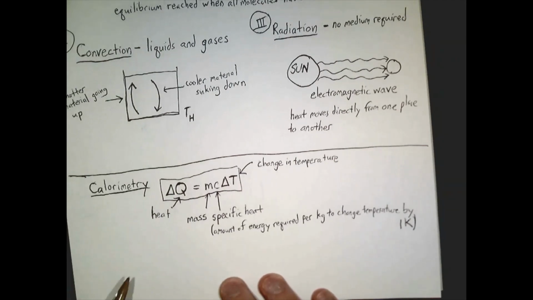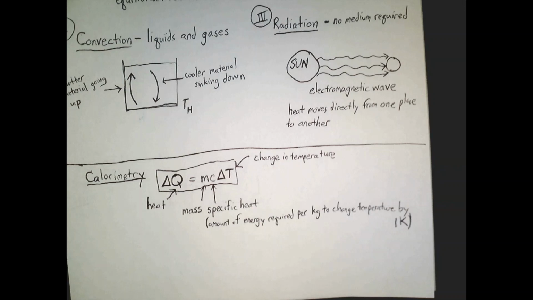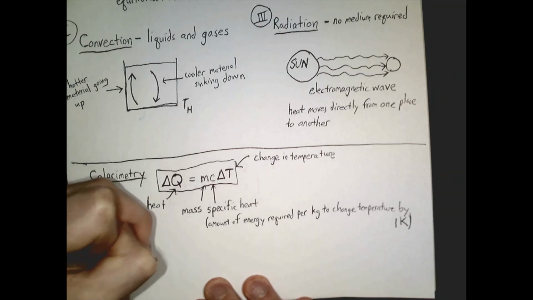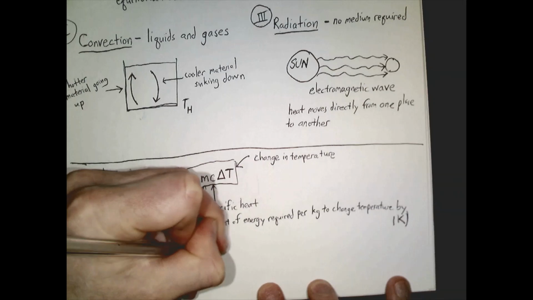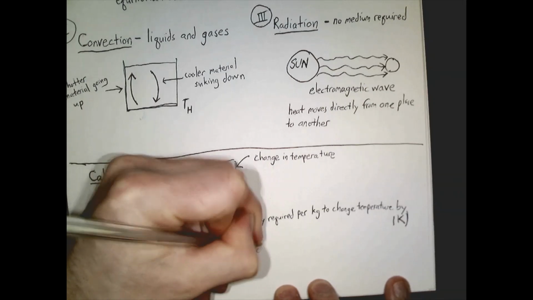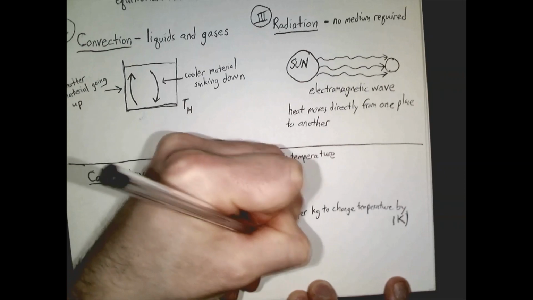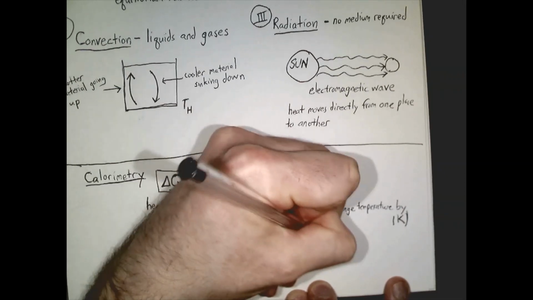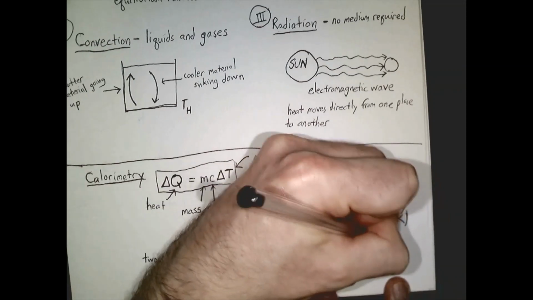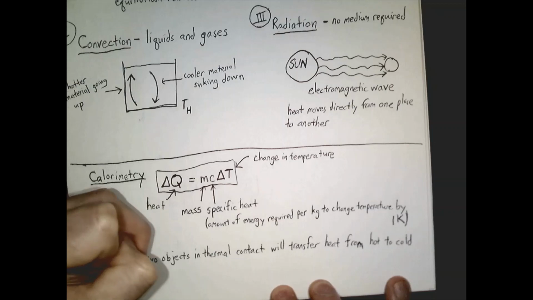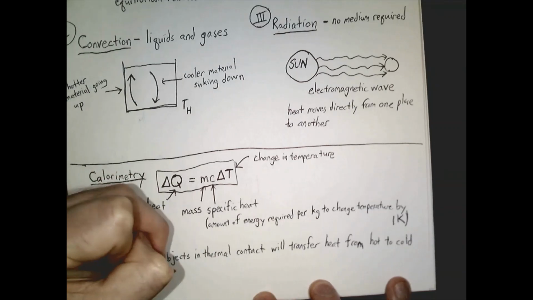If we have two objects in contact with each other, they are going to transfer thermal energy between each other until they have reached equilibrium, aka the same temperature as each other. So two objects in thermal contact will transfer heat from hot to cold until they reach equal temperature.